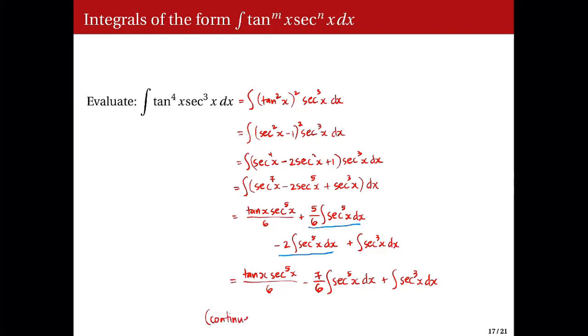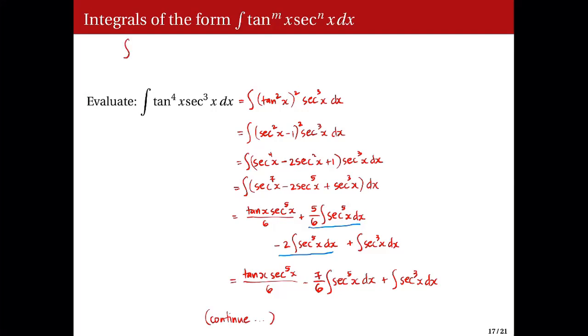Okay? Continue. It will help you memorize your reduction formula for the secant. At least, that's what I expect. Okay?